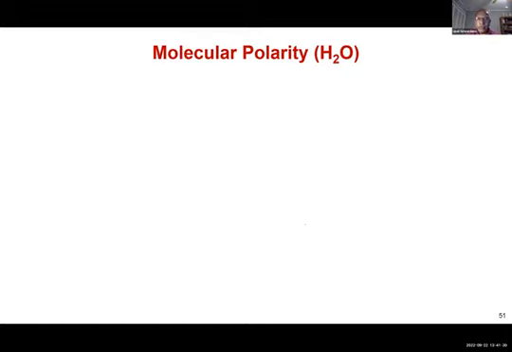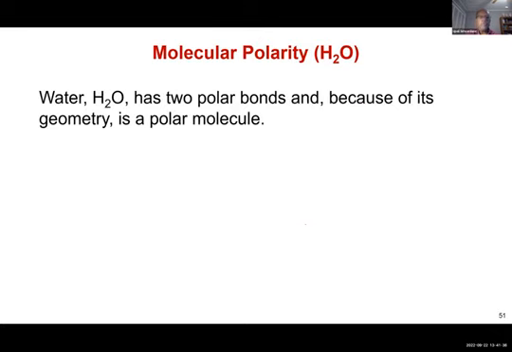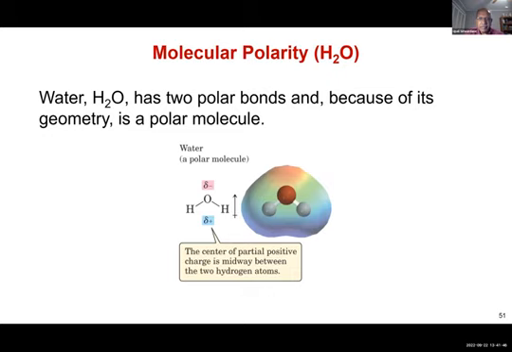Therefore, it's important to know the polarity of a molecule to decide the physical properties, melting point, boiling point, etc. Water has two polar bonds because of its geometry. Geometry is linear. I wrote down here. This water has two bonds.